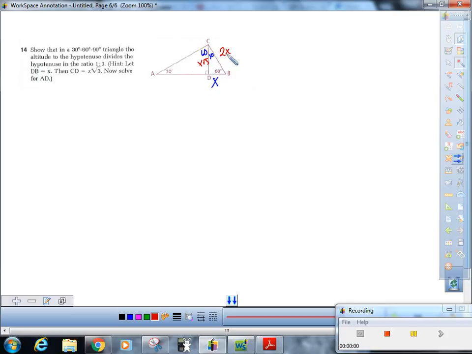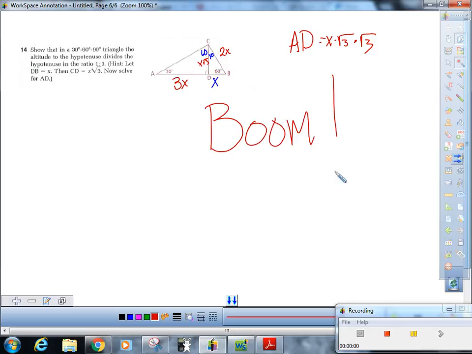Now, on the triangle on the left, is CD the long leg, the short leg, or the hypotenuse? It's the short leg. How do you get from the short leg to the long leg? Multiply by radical 3. So AD is x radical 3 times what again? Times radical 3. Well, sweet. What's radical 3 times radical 3? And so what's AD? Boom. Okay? I showed it.